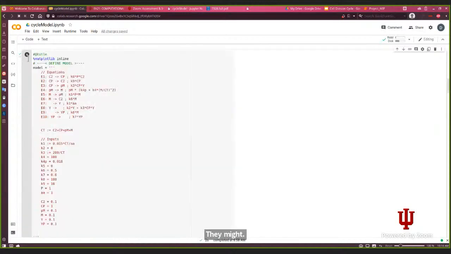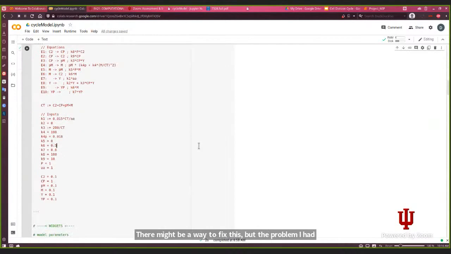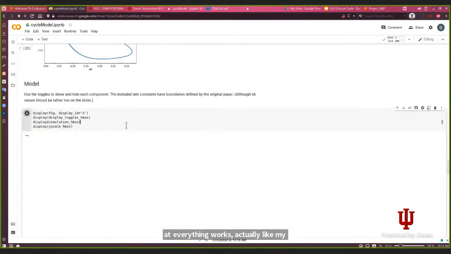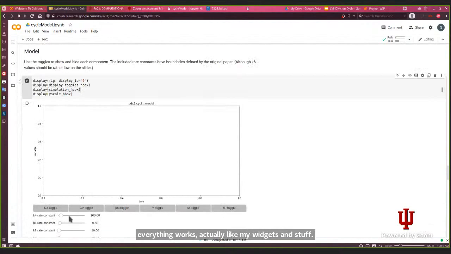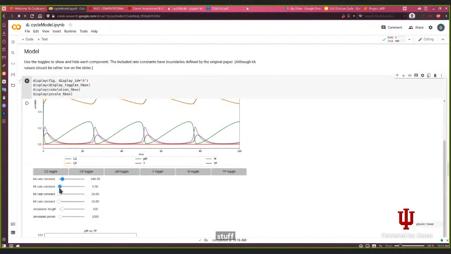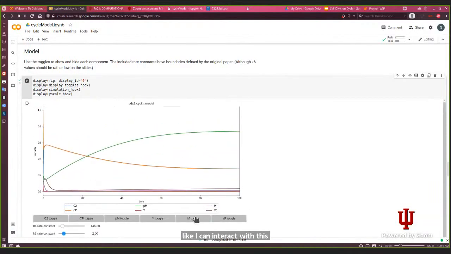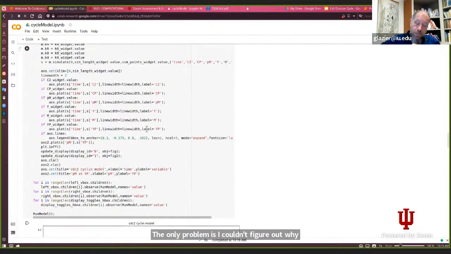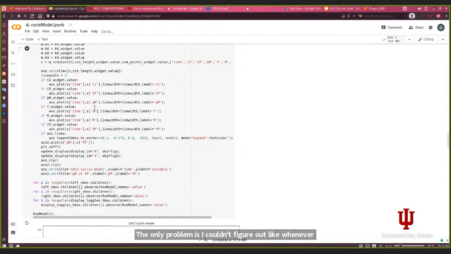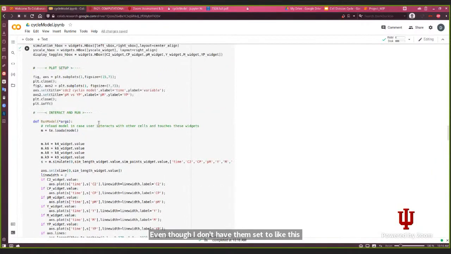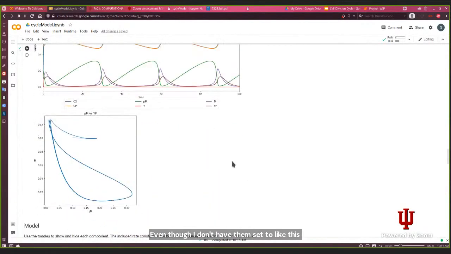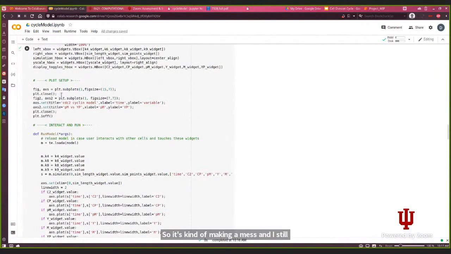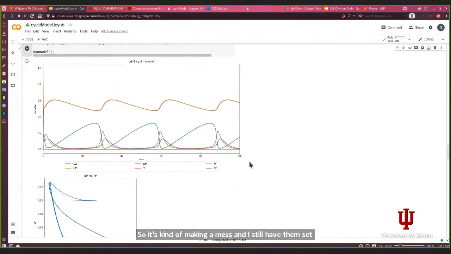There might be a way to fix this, but the problem I had with Colab is that everything works, actually, like my widgets and stuff. I can interact with this and it seems to work the same way. The only problem is whenever I actually create the plots in code, even though I don't have them set to display or anything, for some reason it just shoots out these static plots. So it's kind of making a mess, and I still have them set to close after I do it and can't really get them to go away.